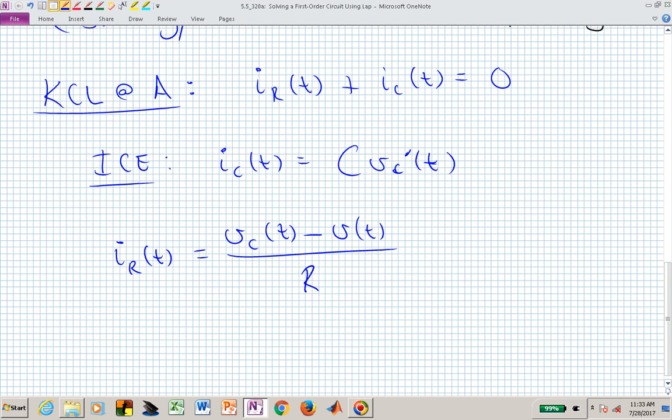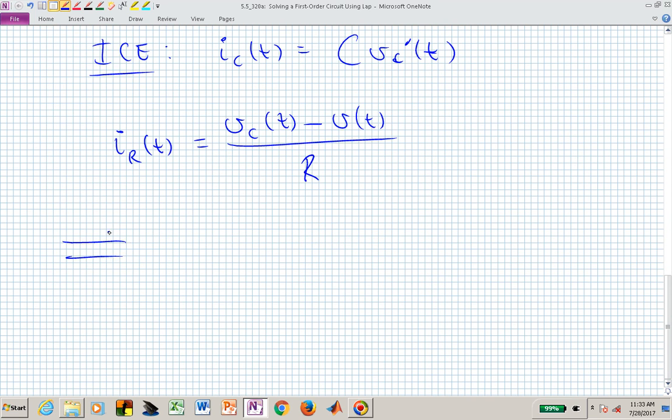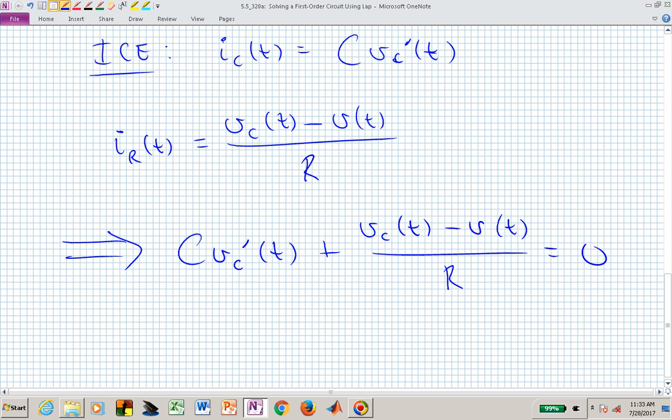I can now use those two relationships for I sub C and I sub R to find one equation that does indeed hold for that circuit, and it's written in terms of capacitor voltages and their derivatives and the source voltage. Here I have V sub C of t minus V of t over R is my resistor current.